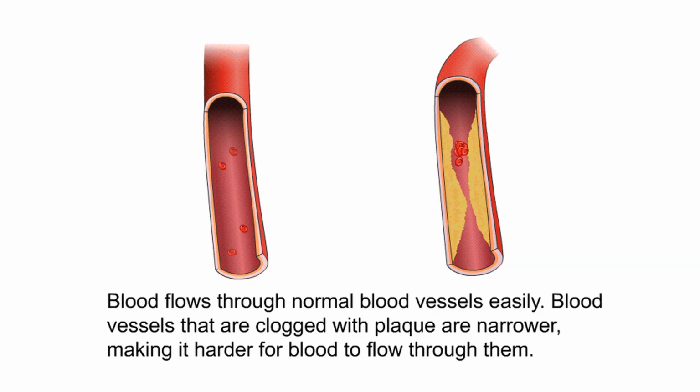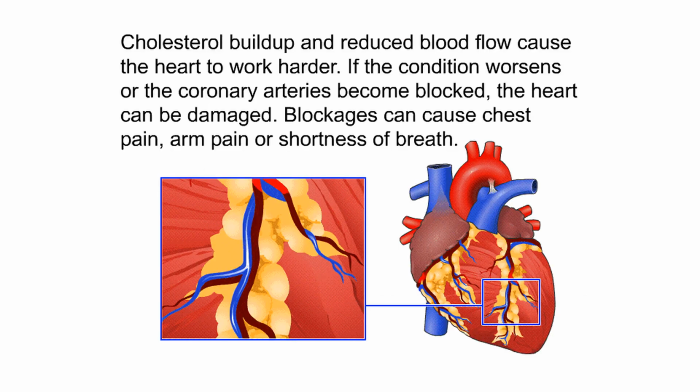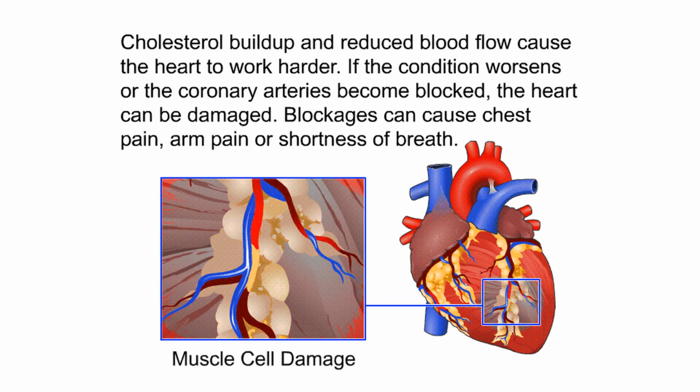Blood flows through normal blood vessels easily. Blood vessels that are clogged with plaque are narrower, making it harder for blood to flow through them. Cholesterol buildup and reduced blood flow cause the heart to work harder. If the condition worsens or the coronary arteries become blocked, the heart can be damaged. Blockages can cause chest pain, arm pain, or shortness of breath.